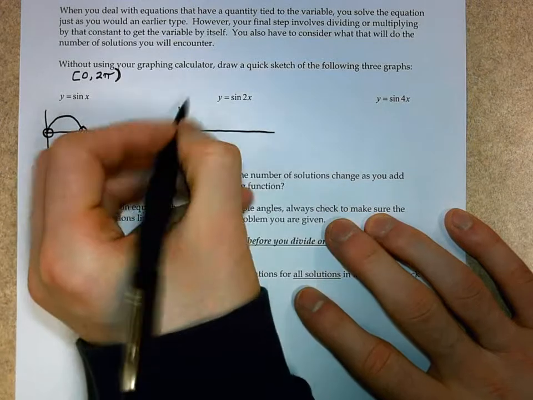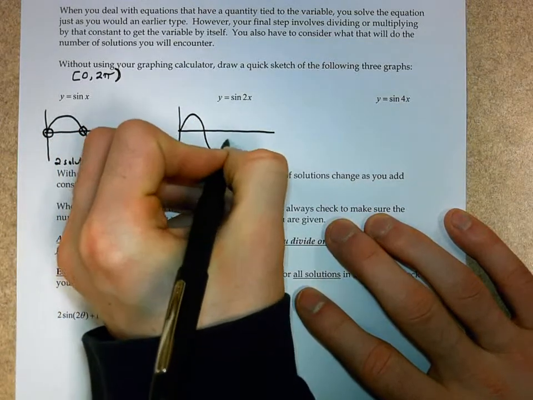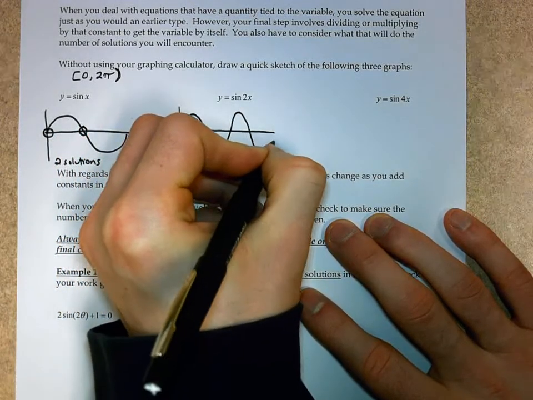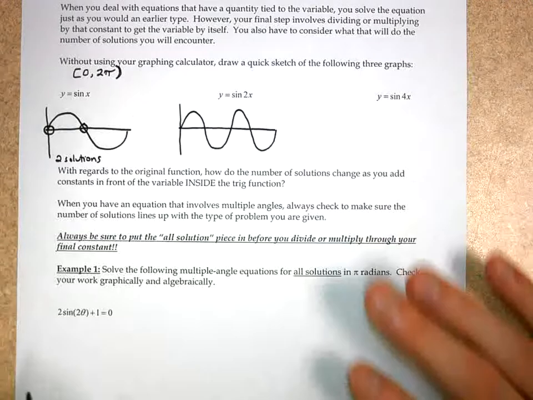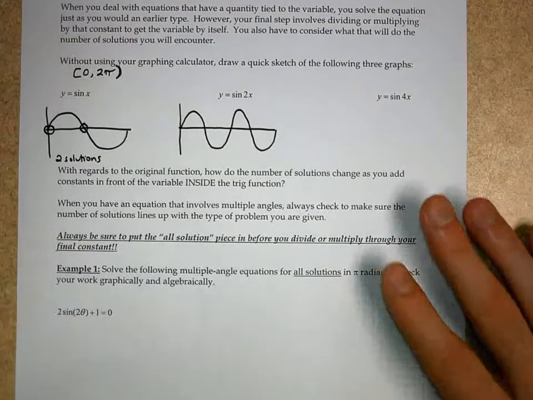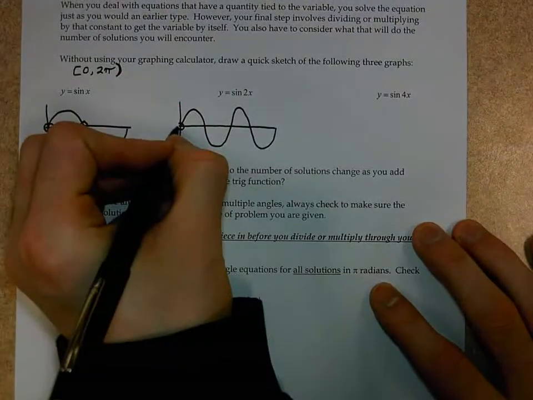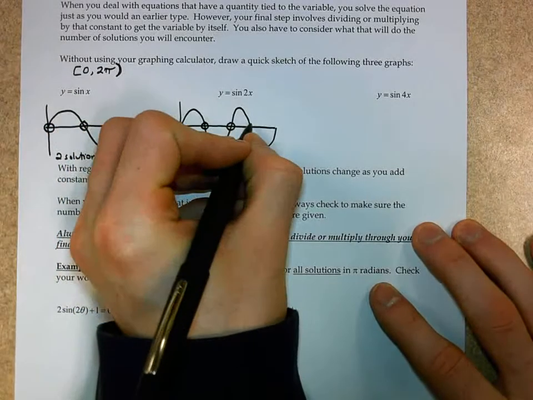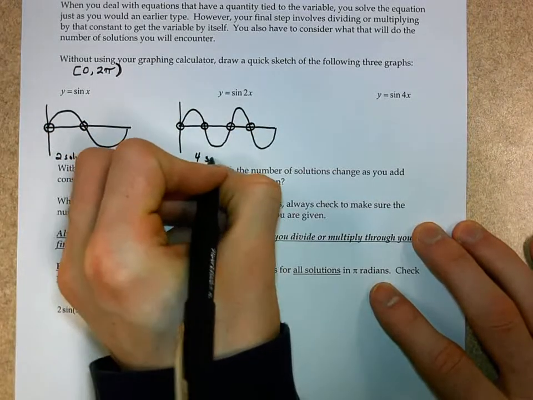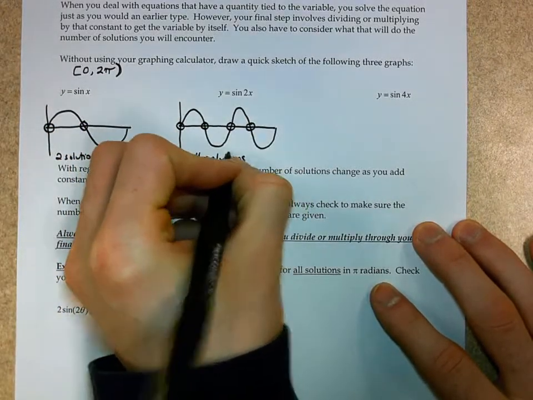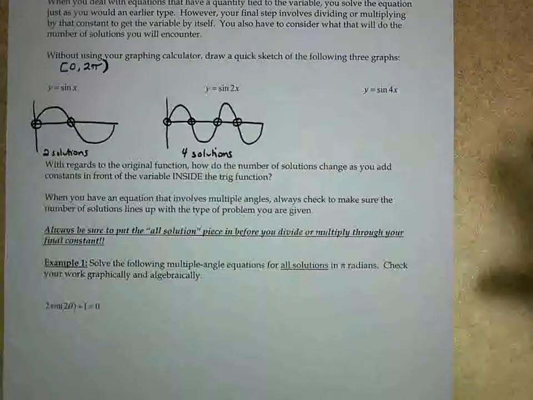If I do the sine of 2x, I'm going to have 2 hills and 2 valleys. Once again, since we're doing 0 to 2 pi, I'm not going to include the point at the end. I see there's a solution there, a solution there, a solution there, and a solution there. So I see 4 solutions.